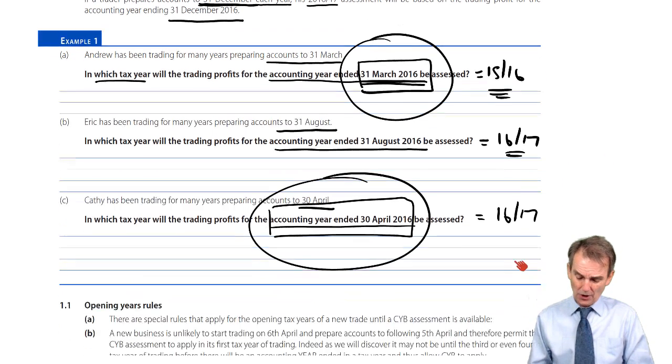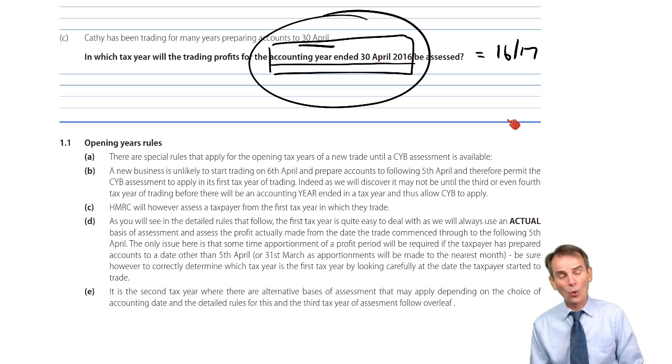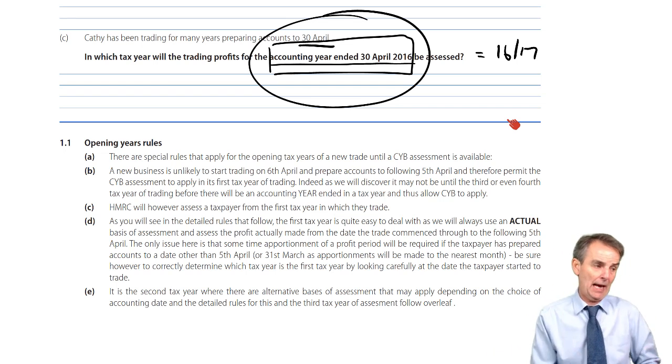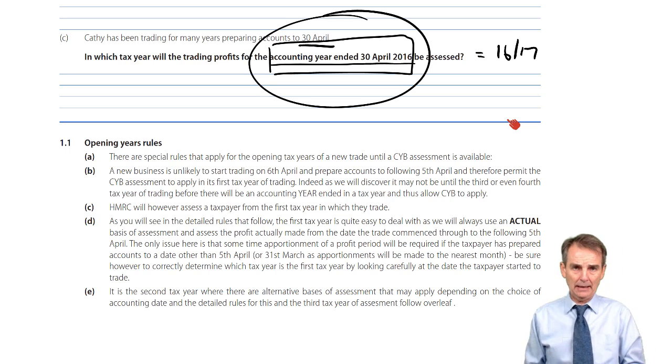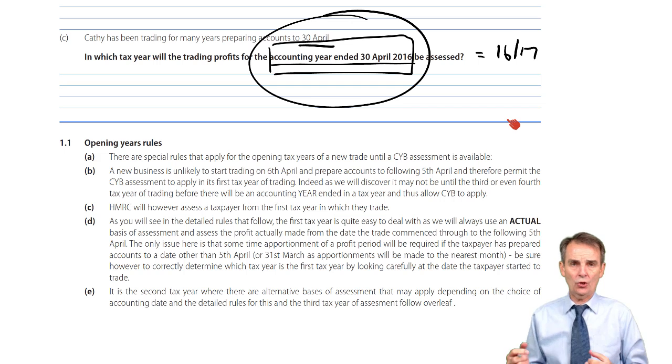For the moment, though, what are the rules, the bases of assessment that apply in opening years? This is by far the more awkward of the areas to deal with. Closing years, that we'll deal with later, cessation of unincorporated trades, have got a set rule. We can do it in a three-step approach. It's ever so easy. But opening years is rather more difficult because there's a whole lot of choice involved. The taxpayer decides what date to start trading. They will also then decide what accounting date they will choose to use.